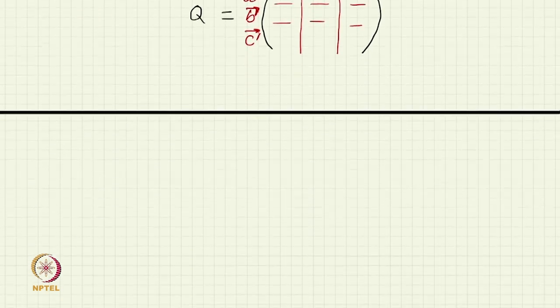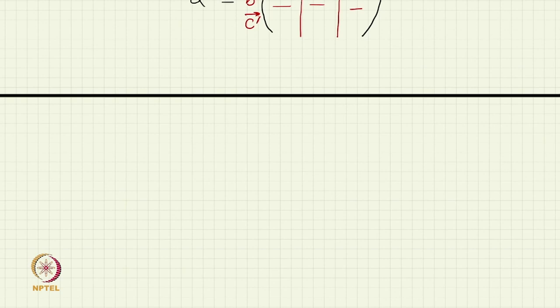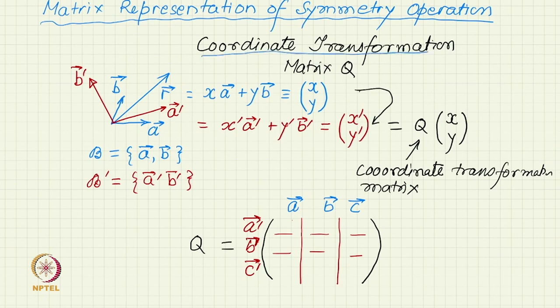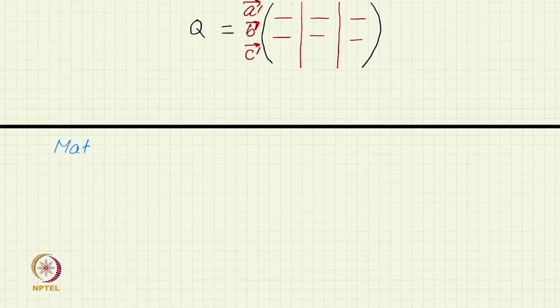In symmetry operation, there is a slight difference, although algebra is very similar. There also you have to set up a matrix and you have to multiply matrix and all the properties of matrices of course are true, but there is difference in application. So, we have to look at it once more. So, now, that was a matrix, Q was a matrix representing coordinate transformation. Now, we want to set up a matrix representing a symmetry operation.